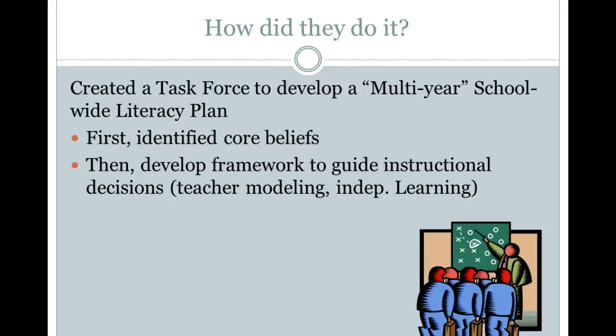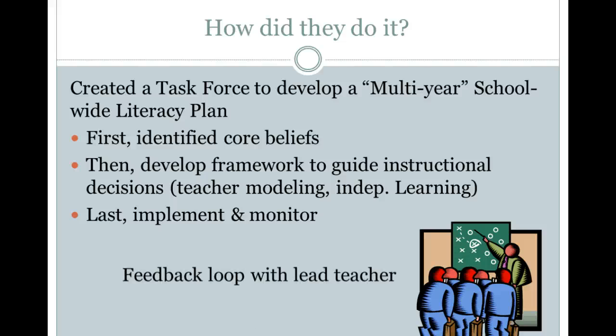So then once they had those core beliefs, developing a framework to guide their instructional decisions. So within their framework, they made a plan for literacy development. Starting with teacher modeling, they felt that was very important. So they first focused on that. Then they talked about independent learning, and then they realized we are not bridging the modeling to the independent learning. So then they looked at small group instruction and came up with some guidelines for flexible grouping patterns, collaborative learning, and small groups. Then they implemented their literacy plan and monitored how it went.